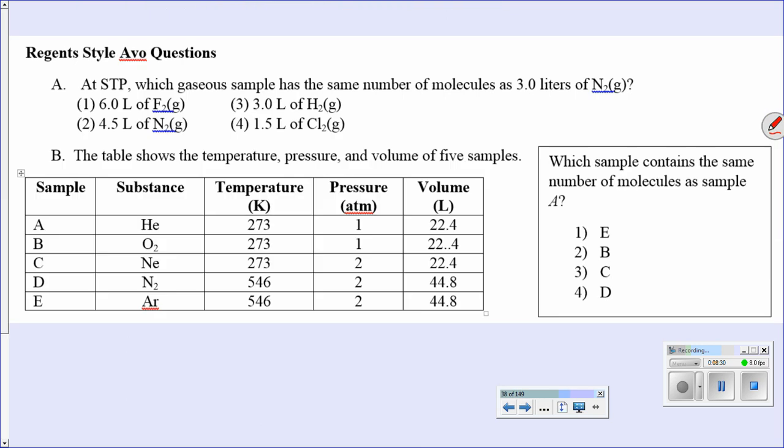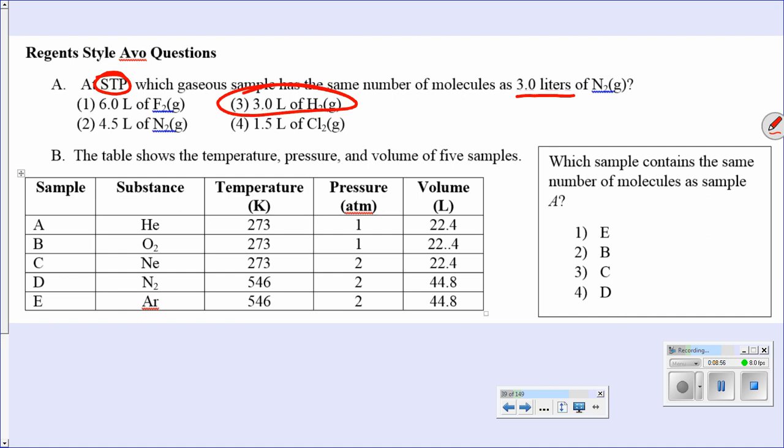So I do want to quickly mention these tend to look a little bit different on the reagents. The reagents just goes back to that statement, which we'll say in class tomorrow, which is that equal volumes of gases at the same temperature and pressure contain the same number of molecules. So we're assuming all these are STP, which is the same temperature and pressure. So we want to know which will have the same number of molecules as 3 liters. And the answer is just whatever is 3 liters.